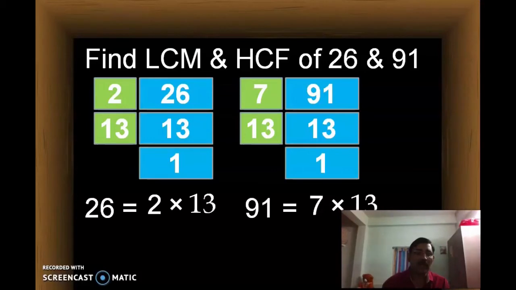Okay. Now how do we find the HCF? Just observe. We try to identify the common factors.